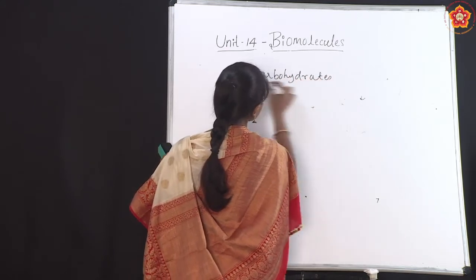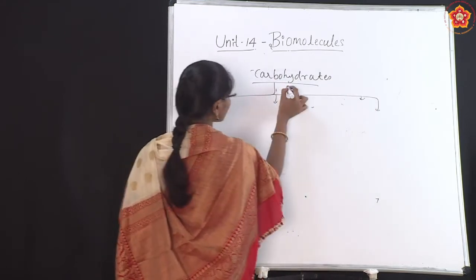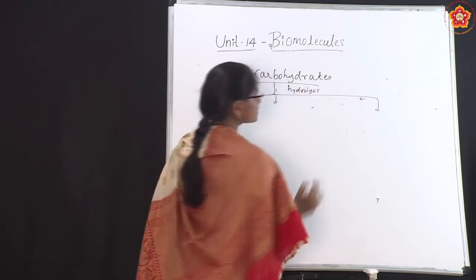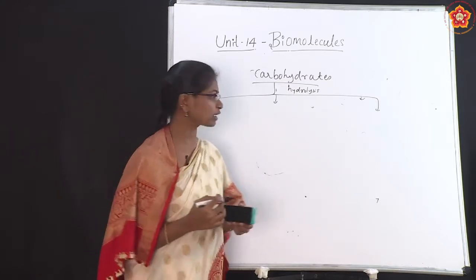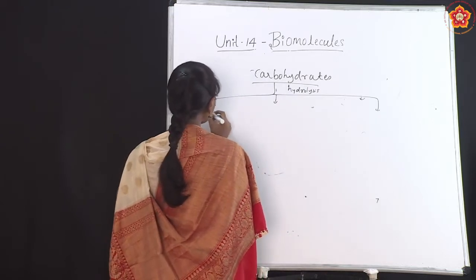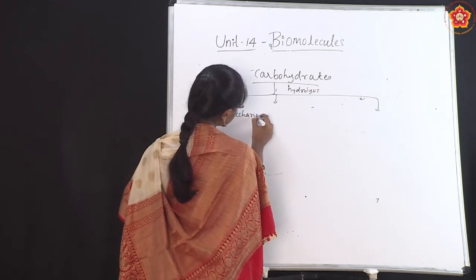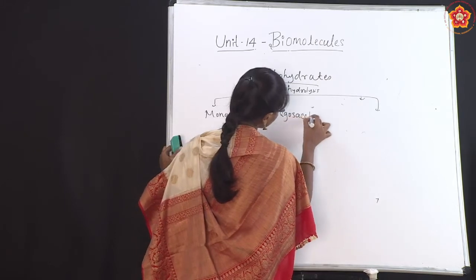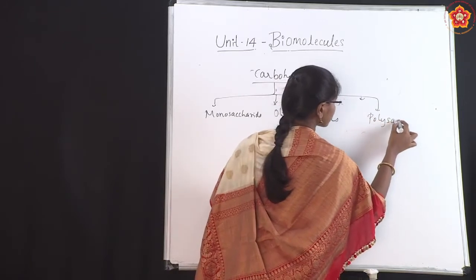So, carbohydrates are mainly divided into 3 types based on the behavior of hydrolysis. Hydrolysis means when we put the compound into water, it will give the products. So, we have to classify the carbohydrates based on hydrolysis. First one is monosaccharides, next one is oligosaccharides, and the last one is polysaccharides.